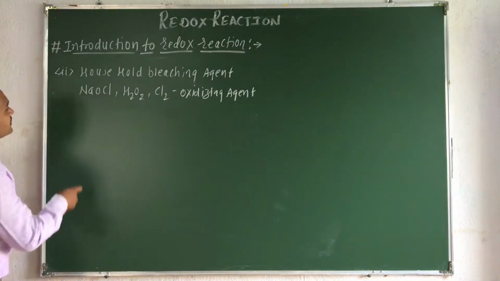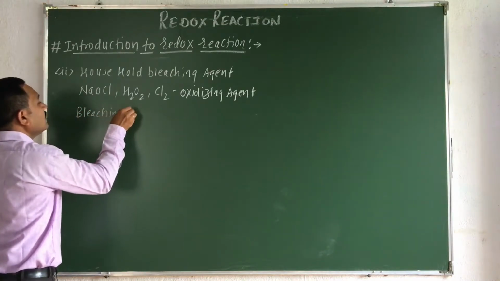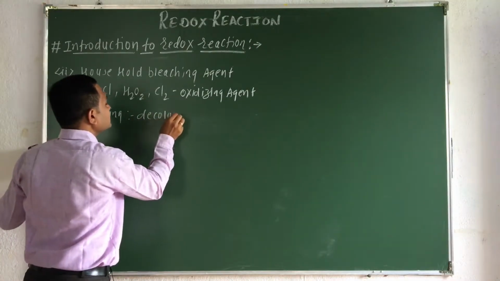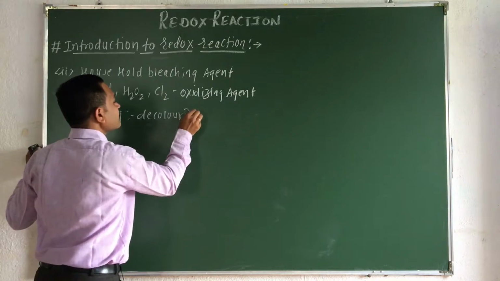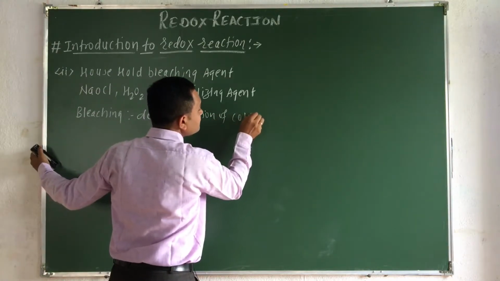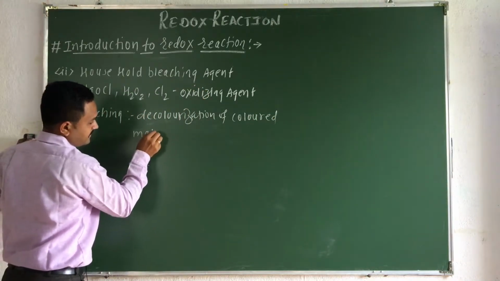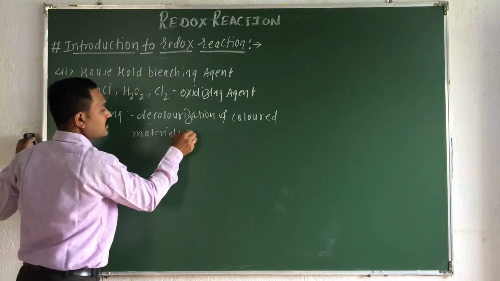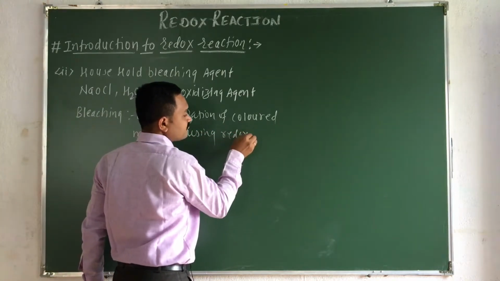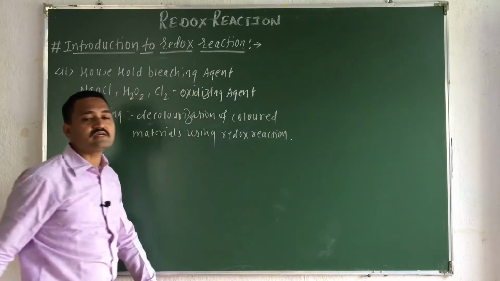Now what is the bleaching process exactly? You must know the bleaching. Bleaching is nothing but the decolorization of colored materials using redox reaction. That process is known as bleaching.